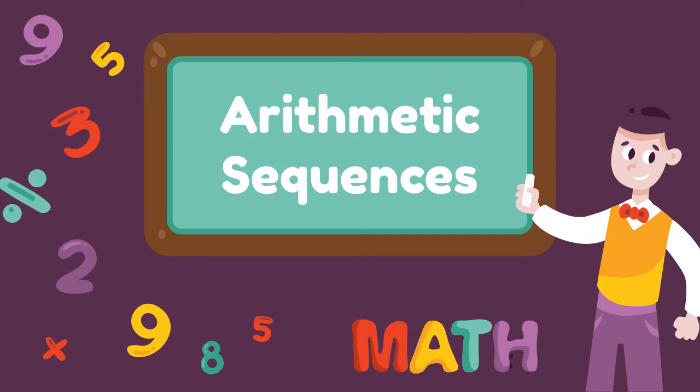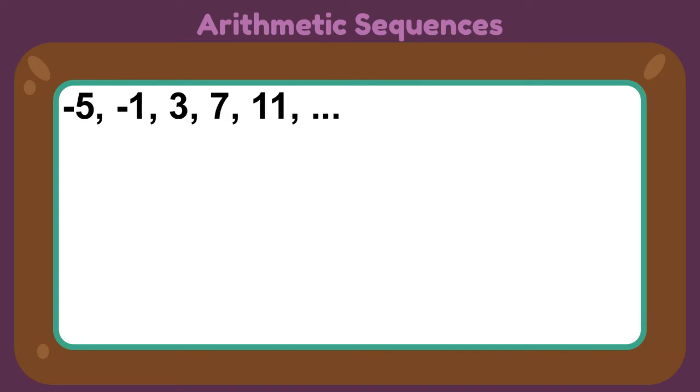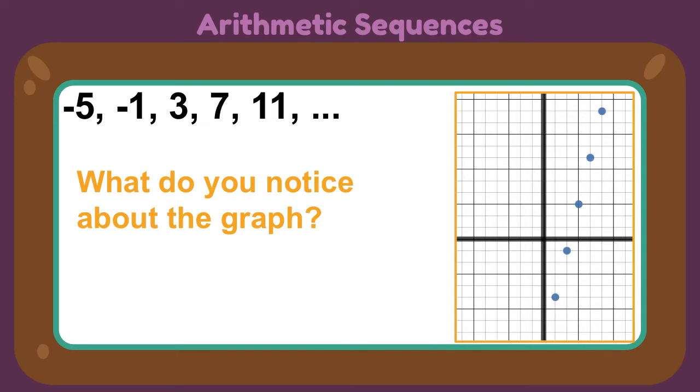This video is going to focus on arithmetic sequences. Here's an example of an arithmetic sequence: -5, -1, 3, 7, 11. If you take a look at the graph, let's see if we can notice anything in particular about the graph.